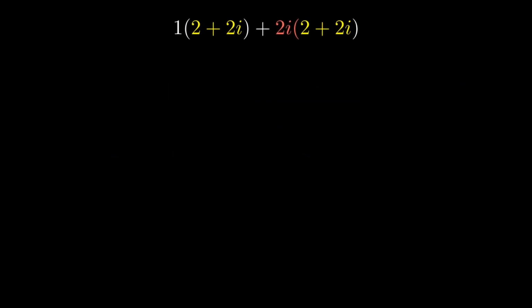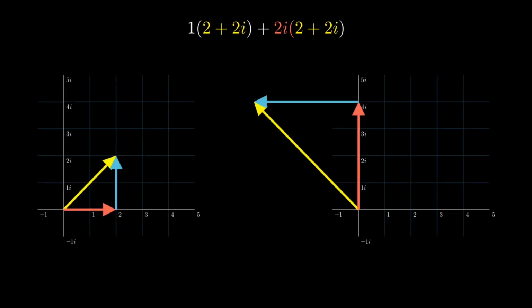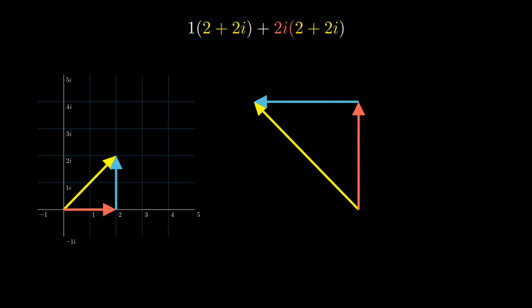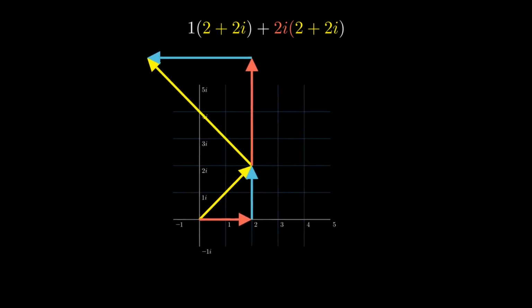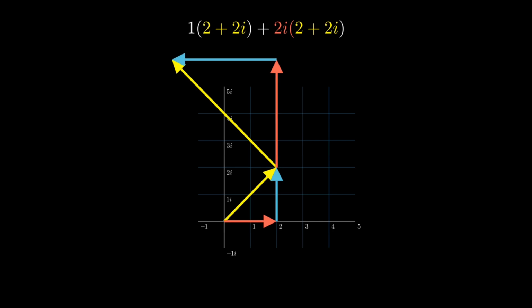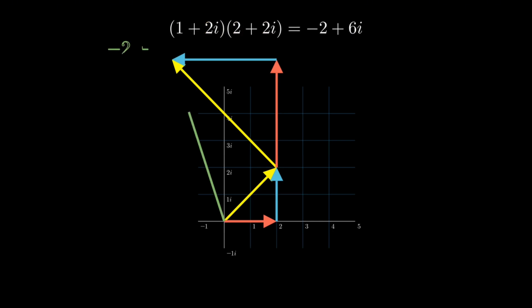Now to add the two graphs. Just like standard vector addition, we shift the right graph and place it at the tip of the left one. Finally, we draw a straight line from the origin to the endpoint. That gives us the result of the multiplication: minus 2 plus 6i.